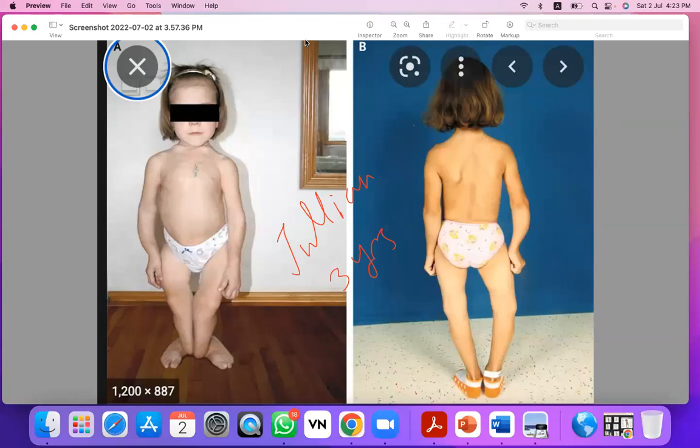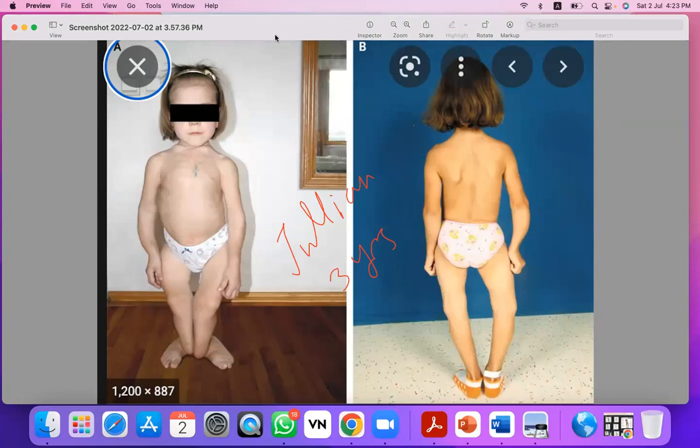What is the most common cause of rickets? The most common cause of rickets is nutritional deficiency. What are the other differential diagnoses in this case? Rickets can be secondary to so many other systemic diseases like Fanconi syndrome and use of some drugs. For this baby, what is your differential?